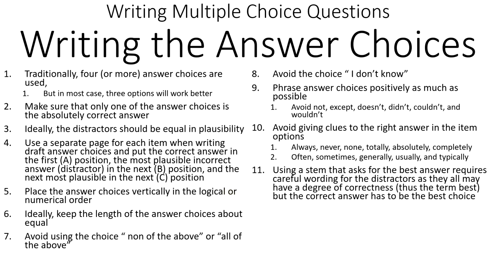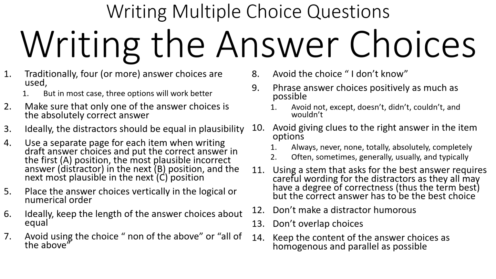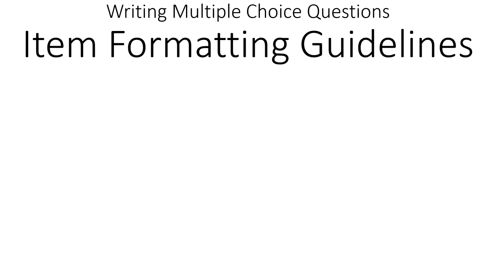the reliability of the instrument. It is very difficult to write the distractors for a stem that says the best answer, because we have to make sure that each of them is almost close to the correct answer. And we shouldn't do jokes or humor in any test at all. Overlaps will also give students a clue. And then the choices should be homogeneous and as parallel as possible.